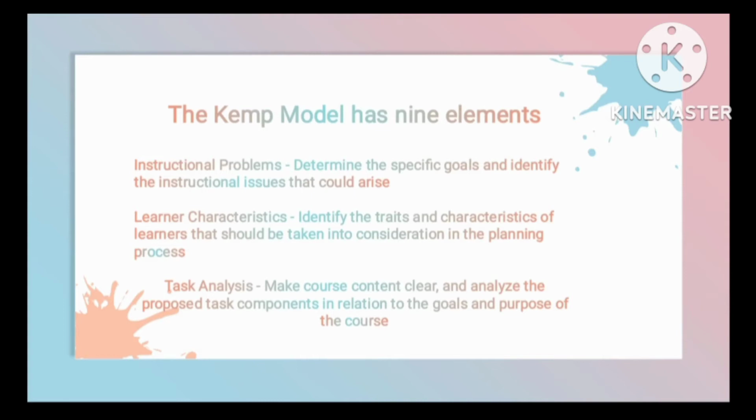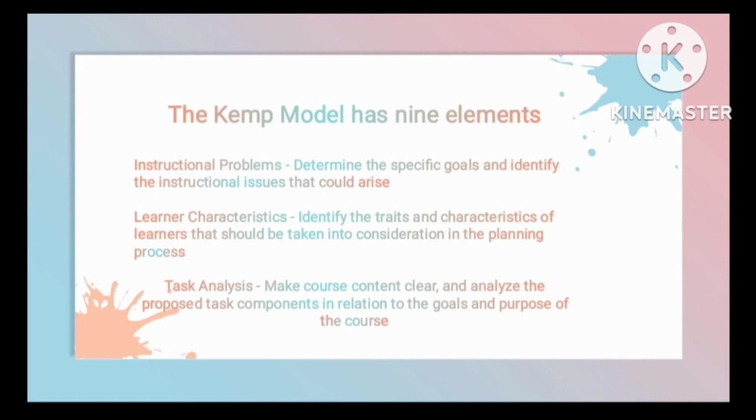The second one is learner characteristics. Identify the traits and characteristics of learners that should be taken into consideration in the planning process. So it talks about the learner's characteristics, that is, the characteristics or behavior of a student.